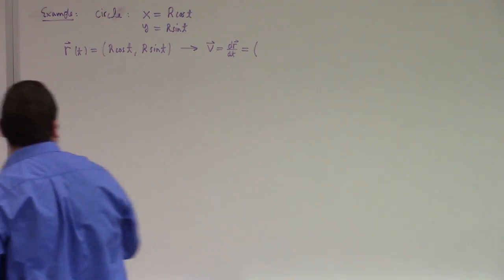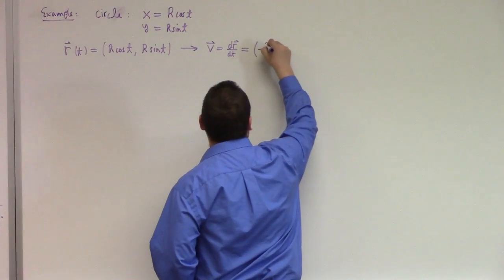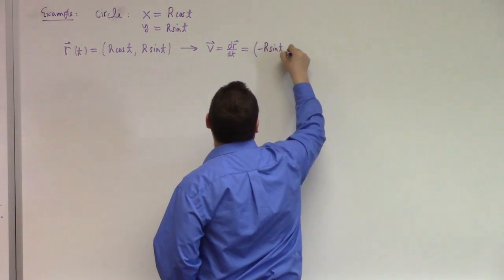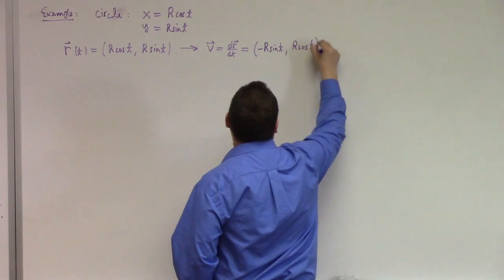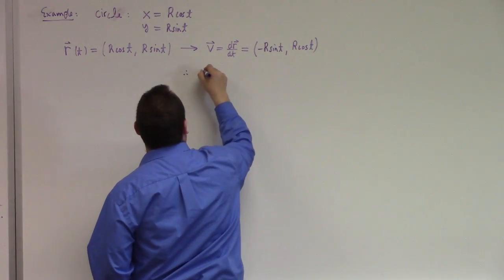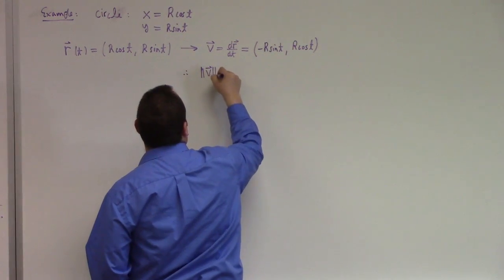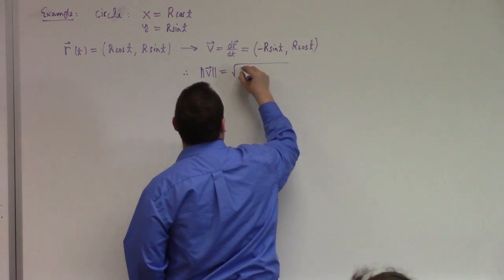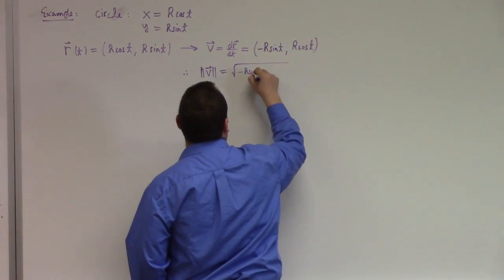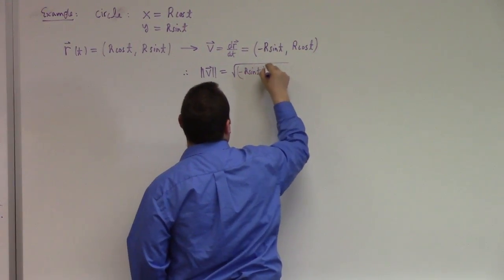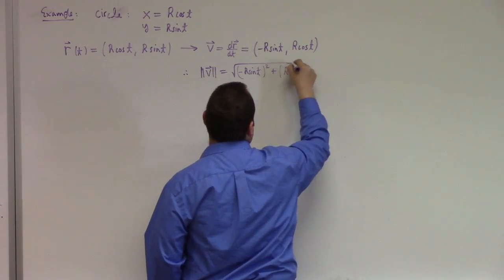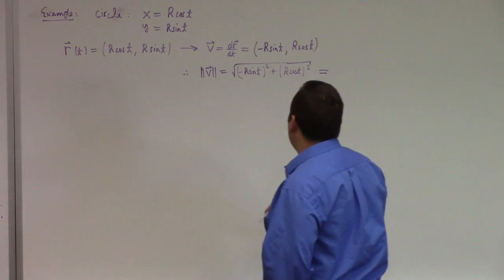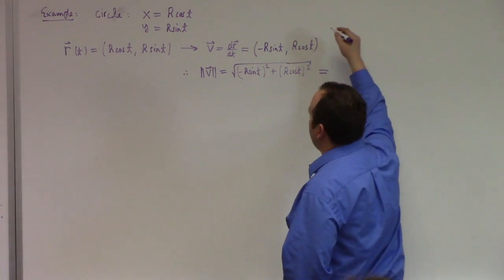Yeah, negative r sine t, and then what? R cosine t. Okay, so what's the speed? Looks like the square root of quantity minus r sine t squared, plus the quantity r cosine t squared, which is just what? By the way, what do we assume about r?